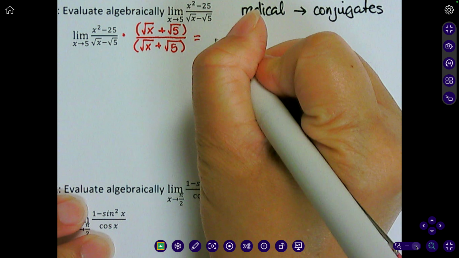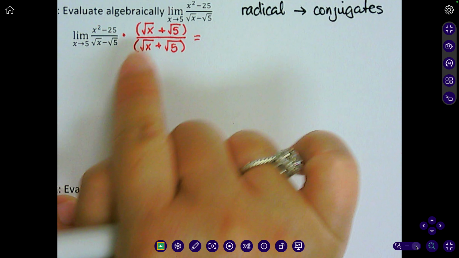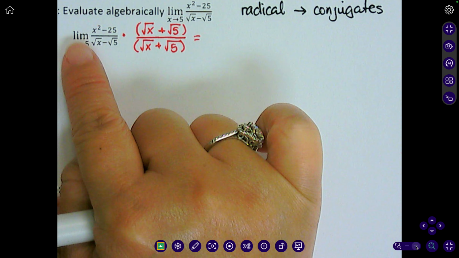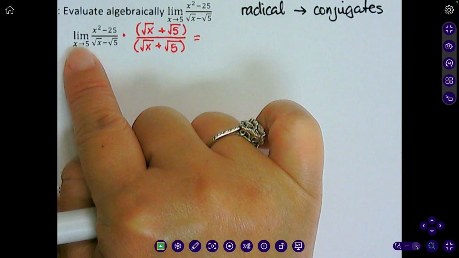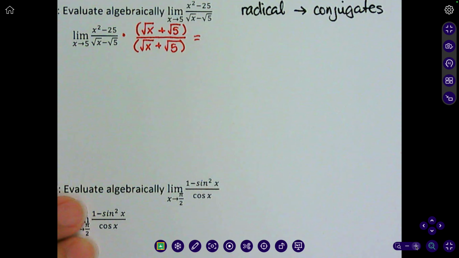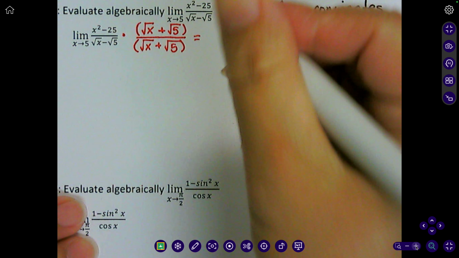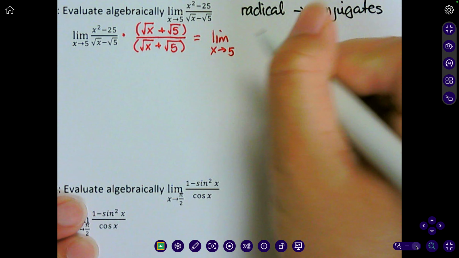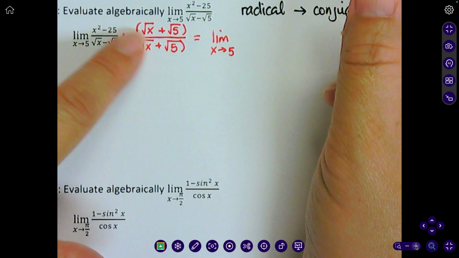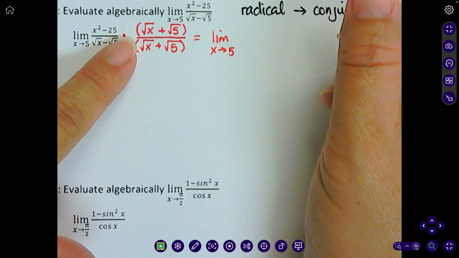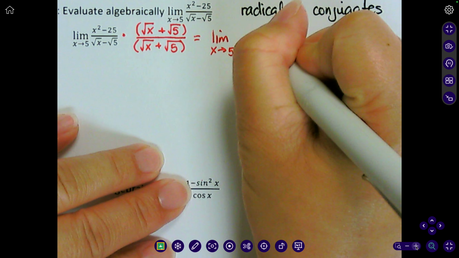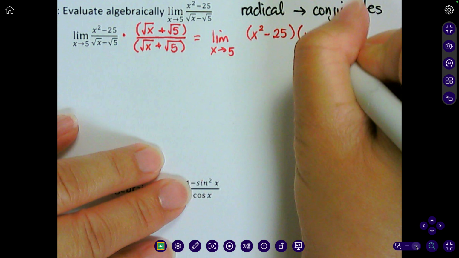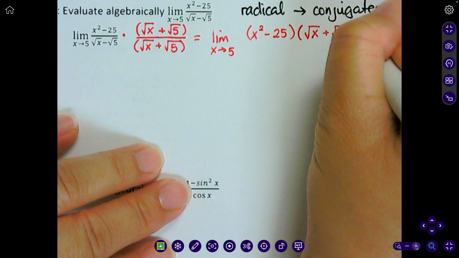Once we have that, we're going to find out what this is once we multiply. Make sure you know, as long as I don't plug in the 5, I still have to keep writing that limit. Once you plug in the 5, then you can forego writing the limit. So here, this is the limit as x approaches 5. Now, this one, I'm going to leave it like that. I don't want to distribute and multiply. Your numerator, you leave it alone. So I'm going to write x squared minus 25 and multiply that by the square root of x plus the square root of 5. So we're going to leave it like that.